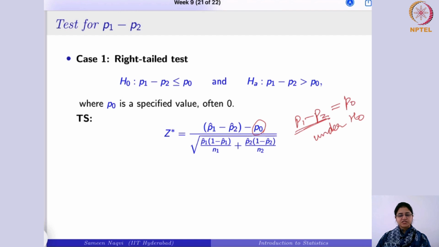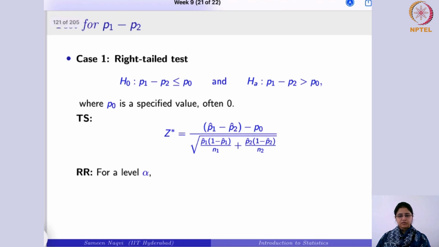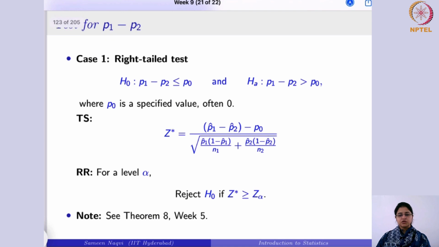We have seen this test statistic earlier also in week 5. So for level alpha, you reject the null hypothesis if the test statistic that you have obtained is greater than or equal to the critical value. So you have to look at the 8th theorem in week 5. So if it is like this, you reject the null hypothesis if it is falling in this portion.